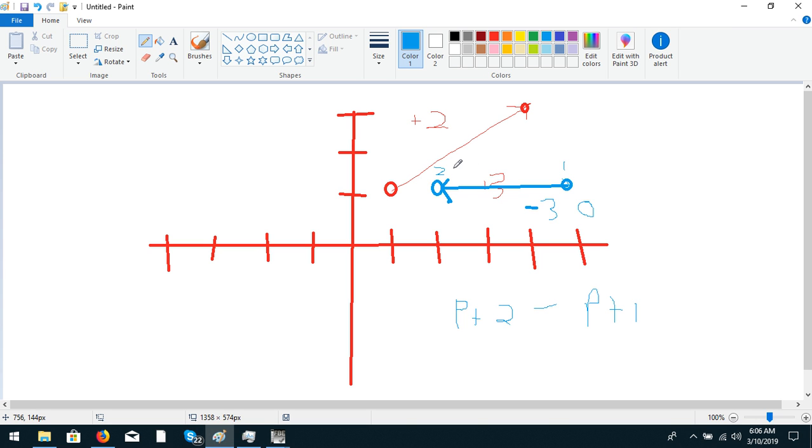Does the same thing happen right here? Point 2 is 1, 2, 3, 4. So point 2 is 4 minus 1. Nope. We want, this is point 1. This is point 2, which is 4 minus 1 gives us a positive 3. Okay, it was a positive 3. Alright. So it's always point 2 minus point 1.